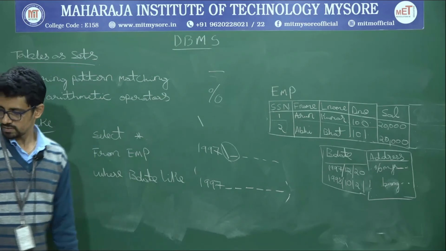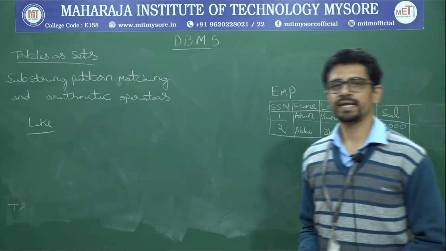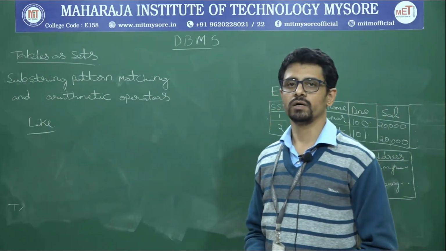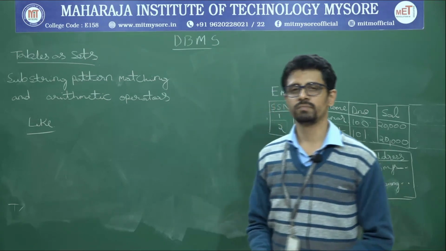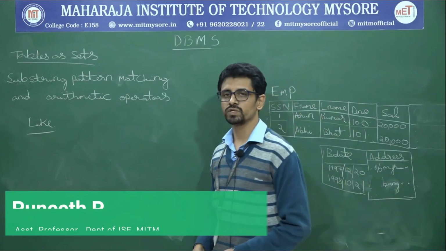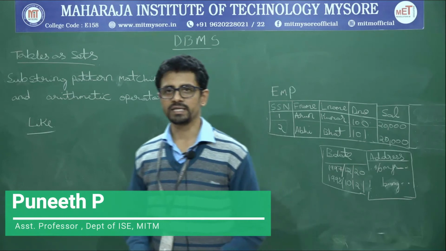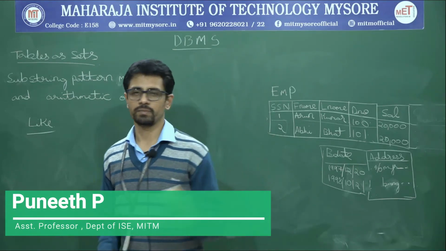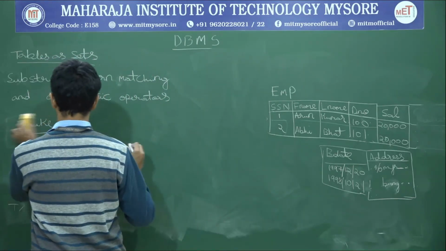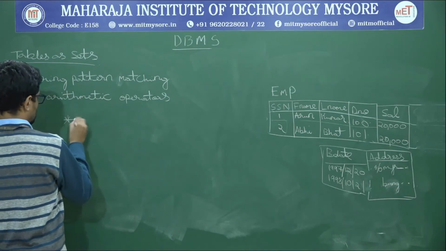Okay. Next we can write some arithmetic operators. Say the addition, subtraction, multiplication and division can be used while writing queries with the help of attributes also. Say you can have this.